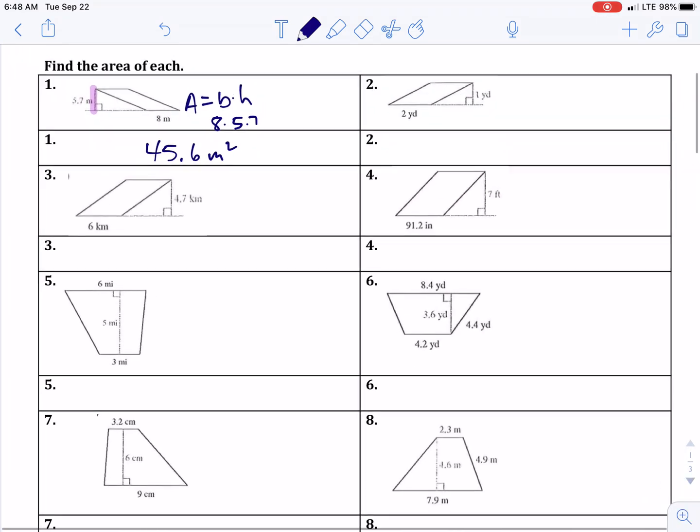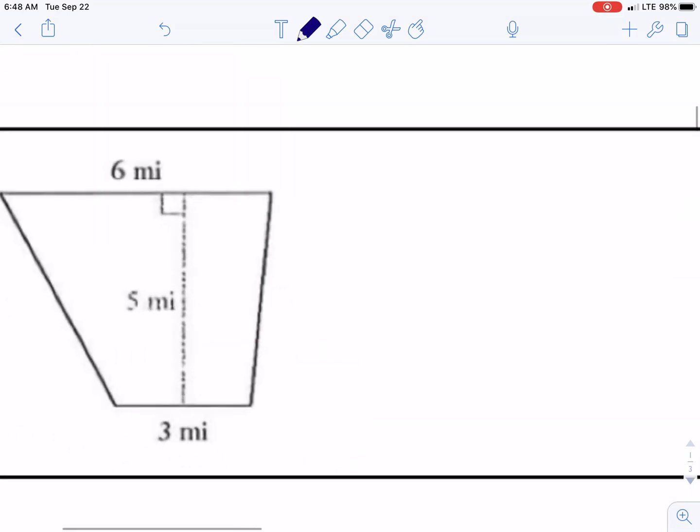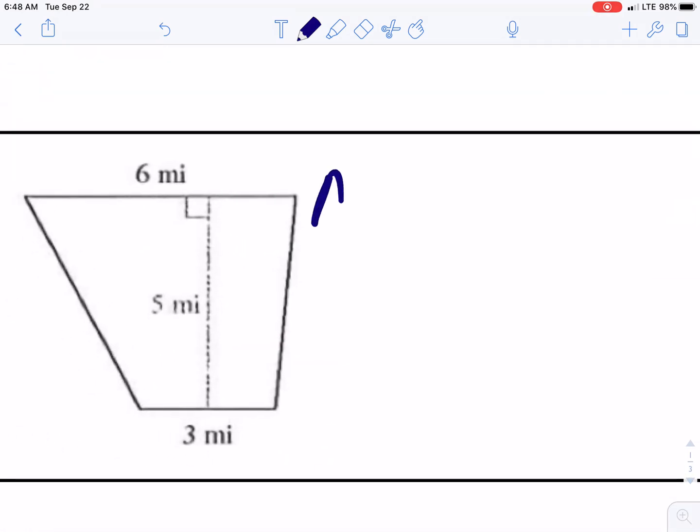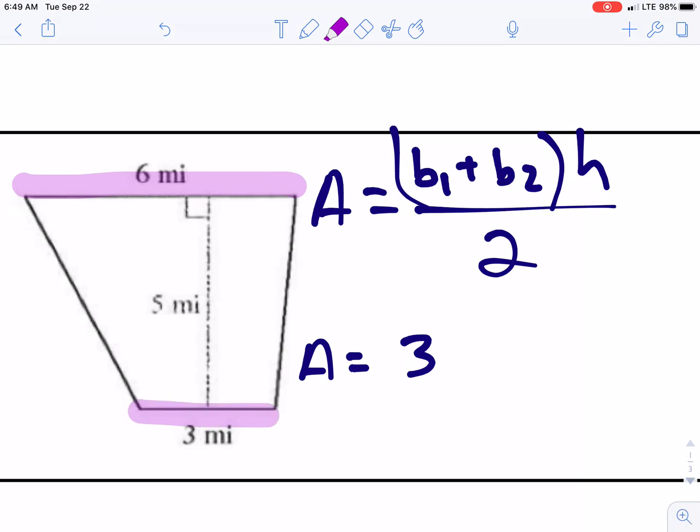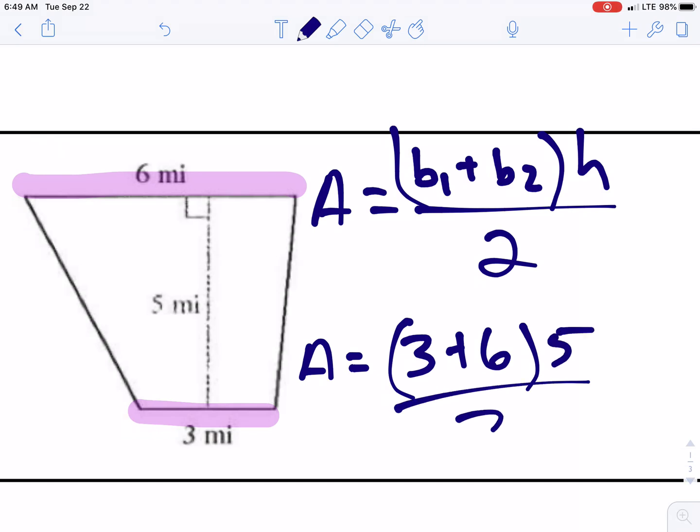Then we get down to the trapezoids, okay? These are a little different. Remember, our formula is area is equal to base 1 plus base 2 times the height divided by 2. And I'll show you in Desmos, if you have Desmos really quick, what you can do easily. We got 3, because our bases, remember we said look for parallel today. So here are my bases. Those are the two sides that are parallel. So I'm going to add those two guys together, multiply it by the height of 5, divide it by 2.